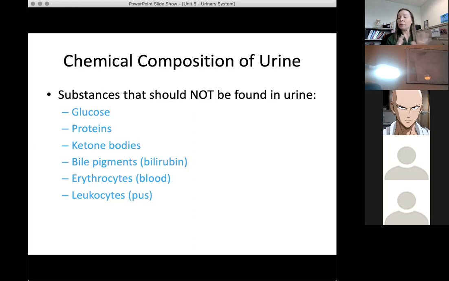Okay, I don't want to get into too much detail right now because we talk about this in lab. So you guys that have already had lab, you know why. I've explained why. If you haven't had lab yet, I will do that when I see you guys on Tuesday. Proteins, if you have proteins in urine, that could be caused by hypertension. That's high blood pressure. It could also potentially be caused by renal disease if you have kidney disease.